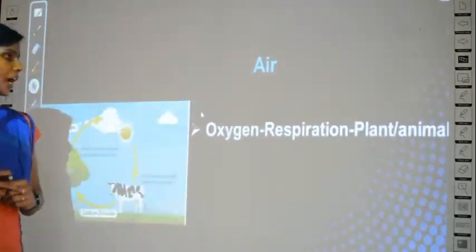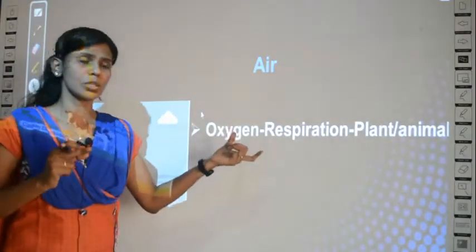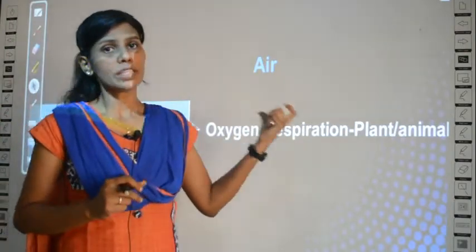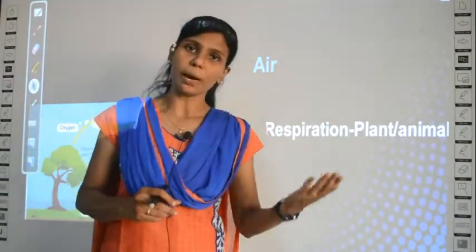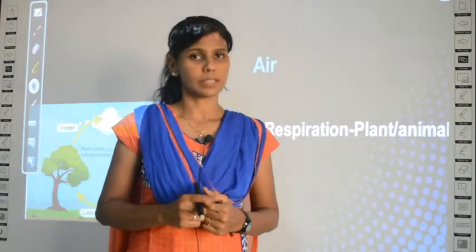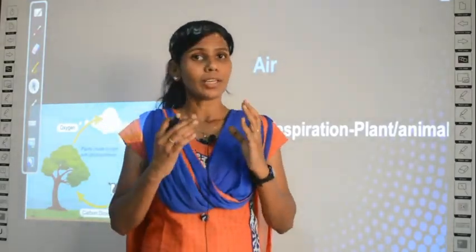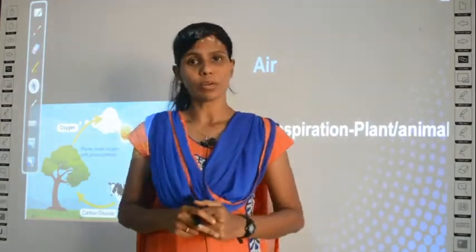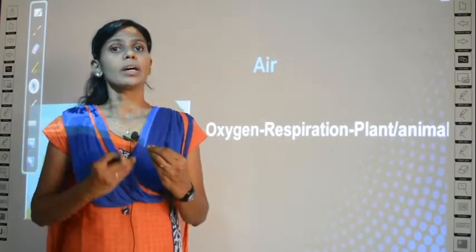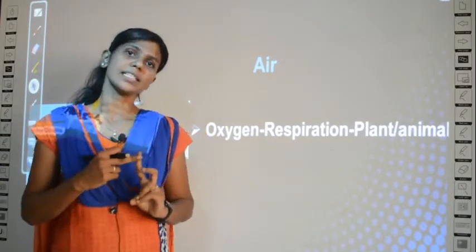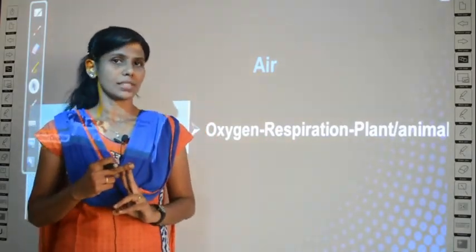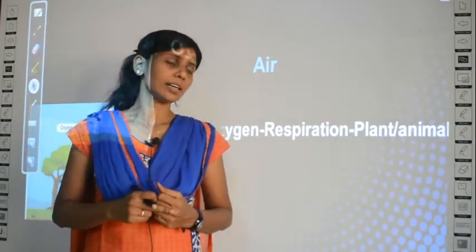How is oxygen used? Oxygen is used for the process of respiration in both plants and animals. You know, right? So what is the function of oxygen? The abiotic component air includes a major gas, oxygen, which is important for the respiration of plants as well as the animals. Okay, so what is the next gas present?